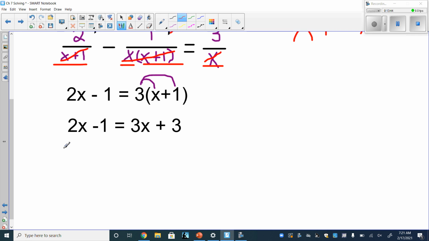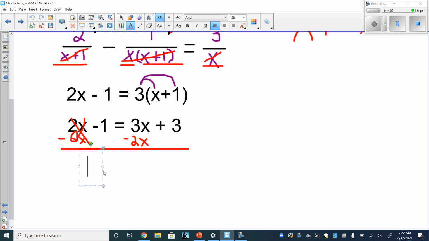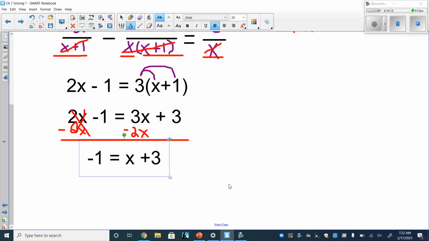Now the next thing we need to do is get all the variables on the same side. So we can subtract 2x from both sides, because 2x minus 2x would give us 0. And we subtract 2x from 3x. And if we do that, we would get negative 1 is equal to, well, 3x minus 2x is going to give us x plus 3. Now again, we're almost done. We still need to get the variable by itself.